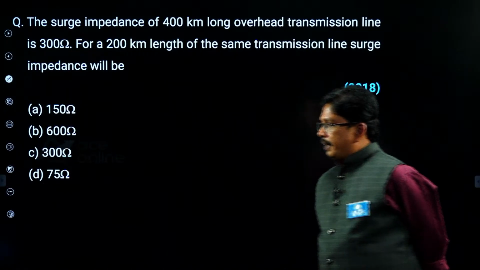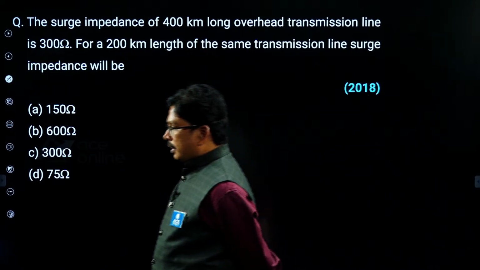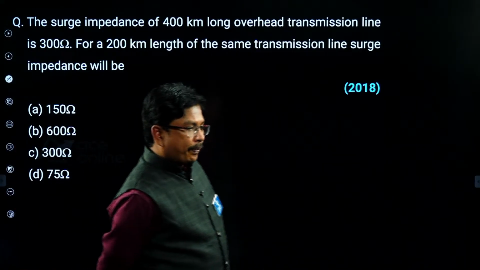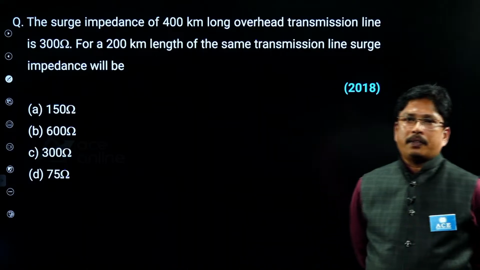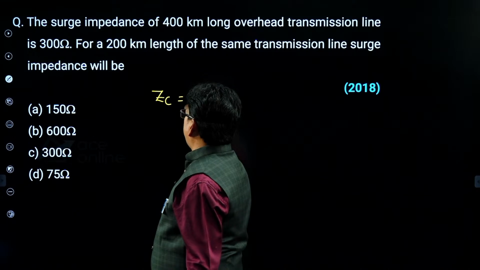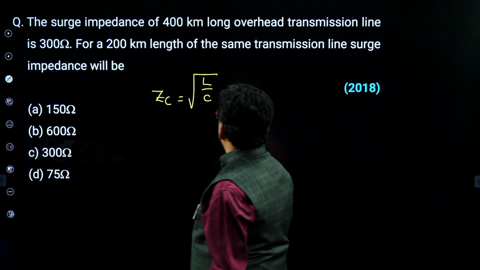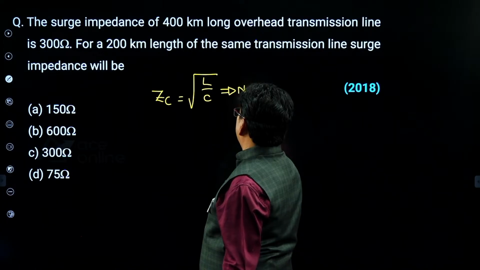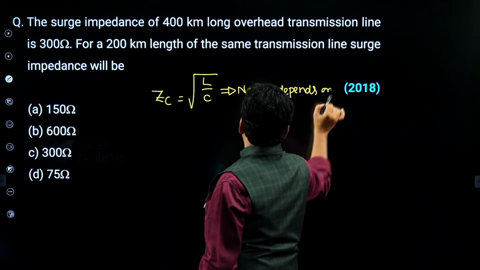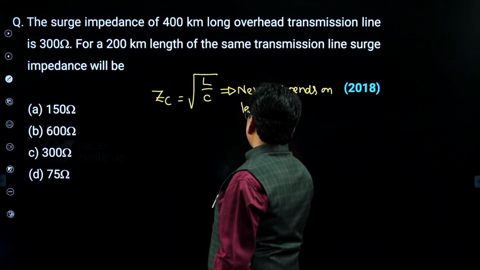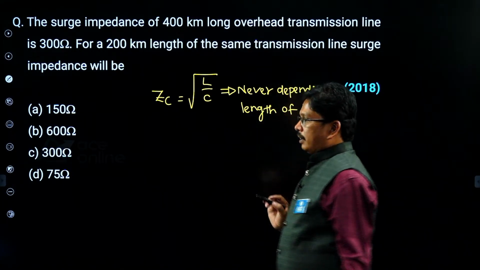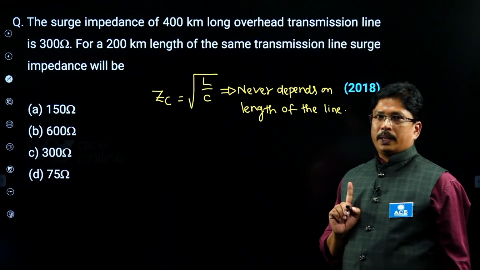What is the answer? Very good. Perfect answer, students. We can say surge impedance never depends on length of line, right? Impedance formula Zc is equal to root of L by C. It never depends on the length of the line. For any length, its value is always constant only.